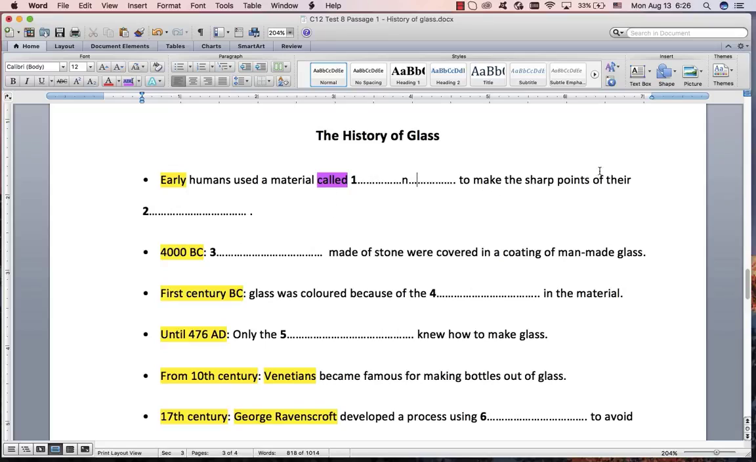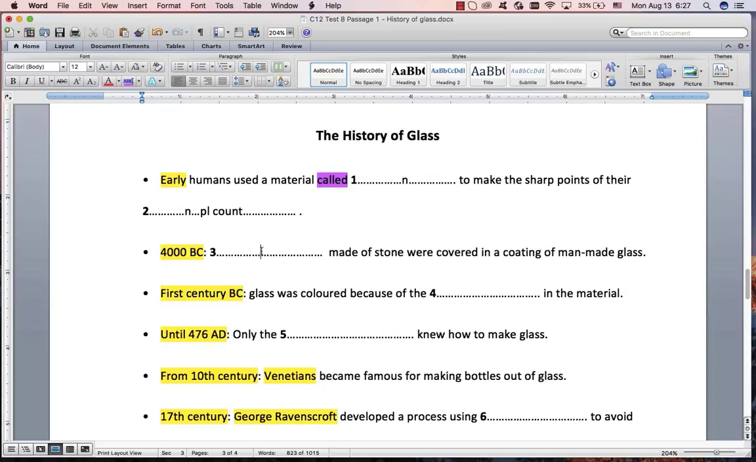Make sharp points of there. So it's something belonging to them. That's going to be a noun. But please notice, here is a plural, here is a plural. So this must be countable. So that helps us a lot. We're looking for a word that ends with an S. This is countable. Next, something made of stone were covered in a coating of man-made glass.